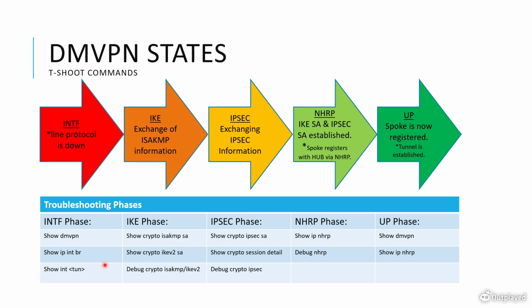Same with your overlay. You want to make sure that if you're using any type of routing, that anything in there that you've configured is correct on both sides. As we move to the IKE phase, this is the exchange of ISAKMP information, and this is where you're going to get into the crypto commands, where show crypto isakmp sa, show crypto ikev2 sa, and then your commands to debug them would be debug crypto isakmp or ikev2. And that will get you started for debugging your ISAKMP and your IKEv2 SAs.